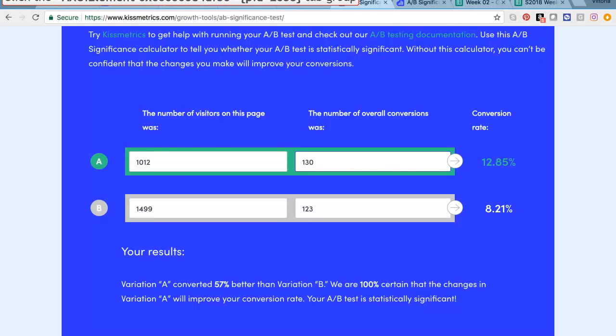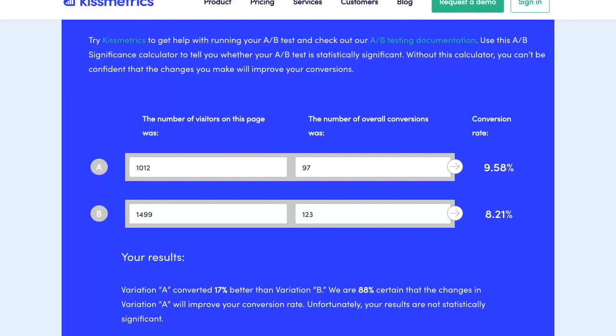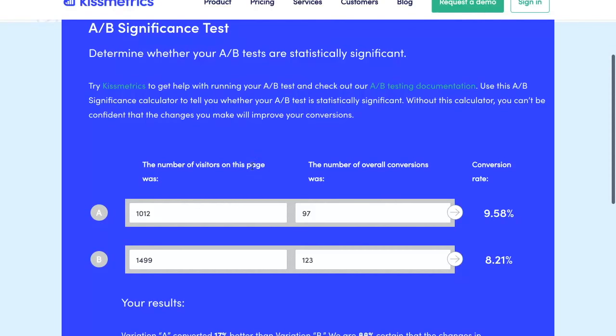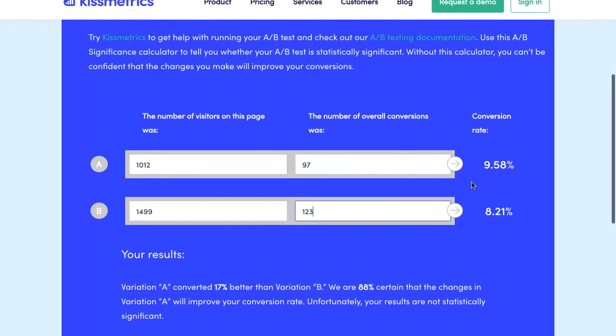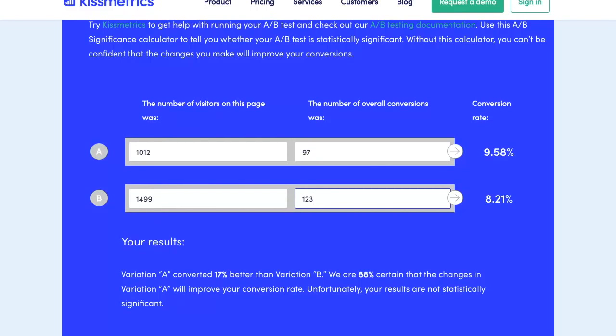What this really handy tool does is it actually helps determine the statistical difference between those numbers. So what's great about this calculator is that you can be confident that the changes you made will actually improve conversions. If you just look at the conversion rate of those two numbers, here's the first one: 1,012 visits with 97 downloads, and 1,499 visits and 123 downloads. We had one with a conversion rate of 9.58 and one with a conversion rate of 8.21.